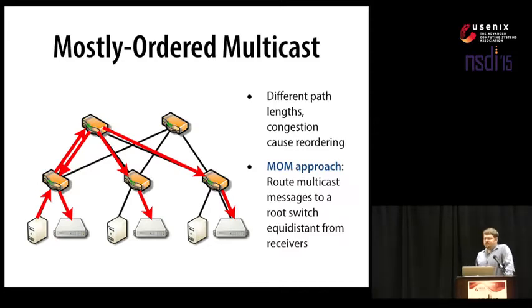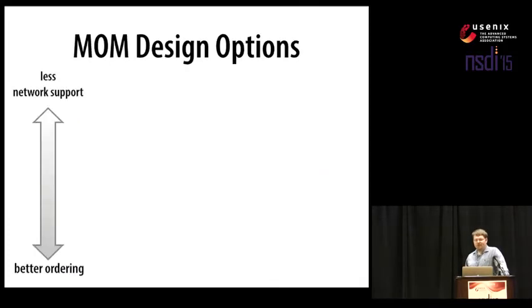We've actually developed a spectrum of design options to implement MOMS, giving us a sequence of increasingly better ordering properties in exchange for requiring more support out of the network. I'll be giving the highlights now, and our paper describes in detail what's needed to implement these in terms of addressing, routing, failure recovery, and load balancing.